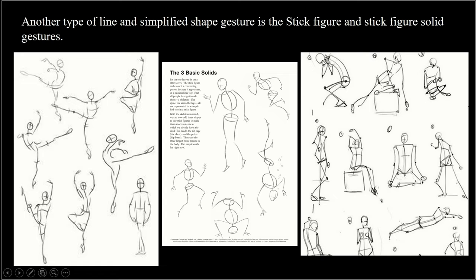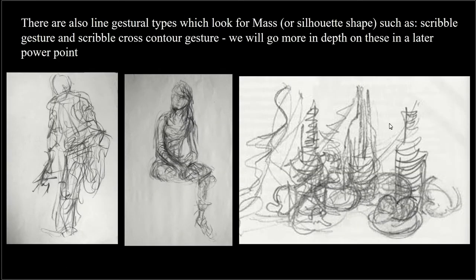You could also use cylinders and or squares and boxes as well to build those stick figure forms. There's also line gestural types which look for mass. Now, I don't want to talk a lot about mass gesture because we have a whole other lecture on that. But it's basically the silhouette shape of the form that you're looking at.